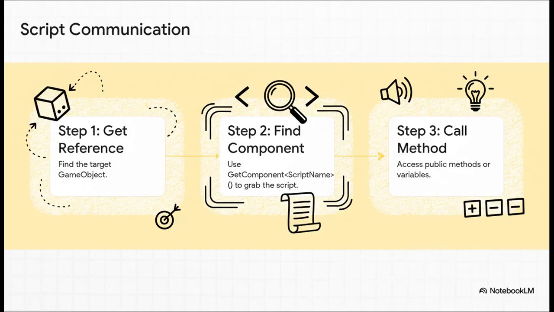So really, the whole process of getting scripts to talk to each other boils down to these three simple steps. Step 1, you get a reference to the game object that has the script you want to talk to. Step 2, you use GetComponent to grab the specific component on that object. And step 3, once you have it, you can call its public functions or mess with its public variables to make things happen. It's basically find, grab, and use.